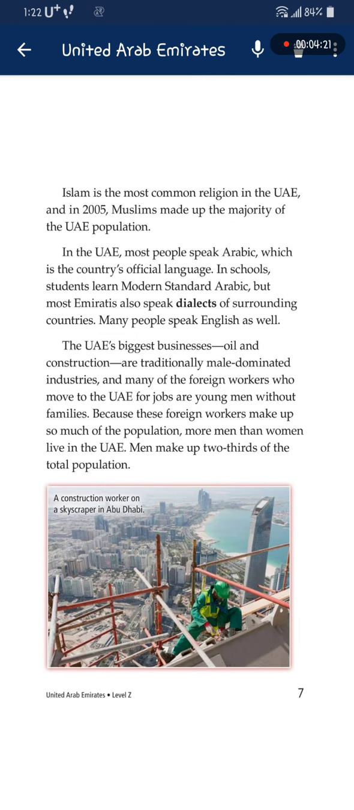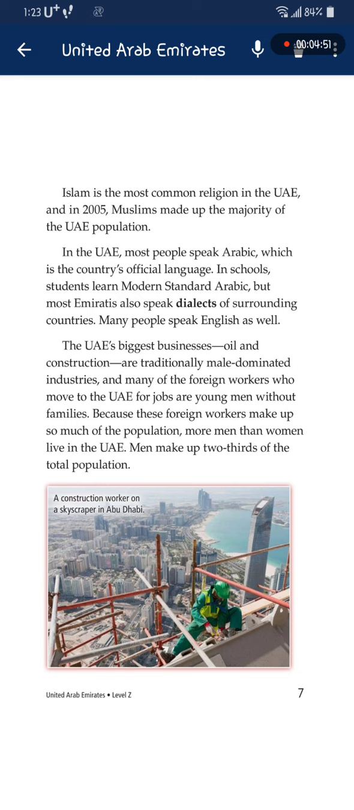Islam is the most common religion in the UAE. In 2005, Muslims made up the majority of the UAE population. In the UAE, most people speak Arabic, which is the country's official language. In schools, students learn modern standard Arabic, but most Emiratis also speak dialects of surrounding countries. Many people speak English as well.